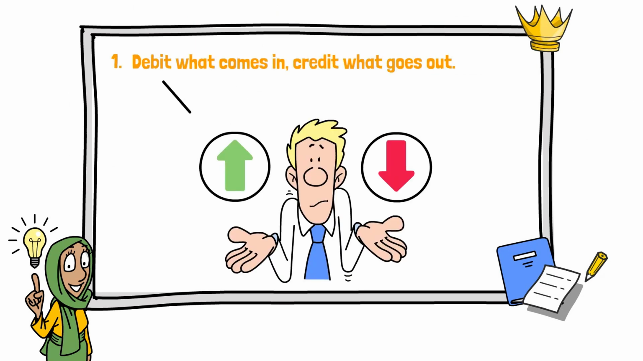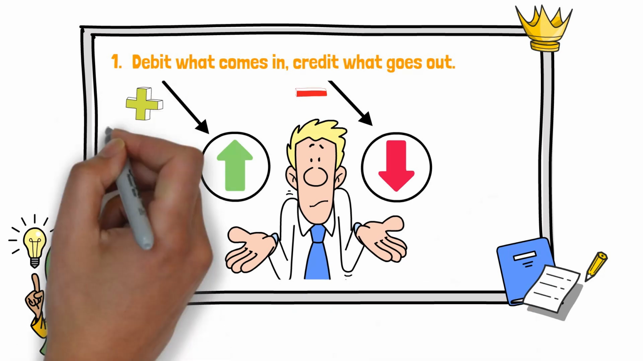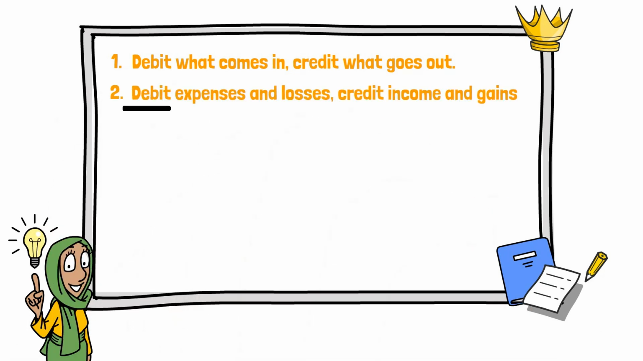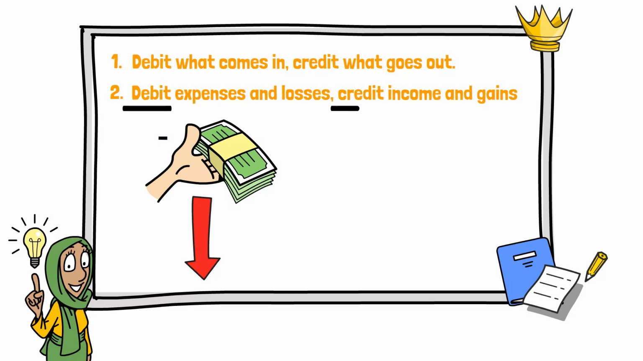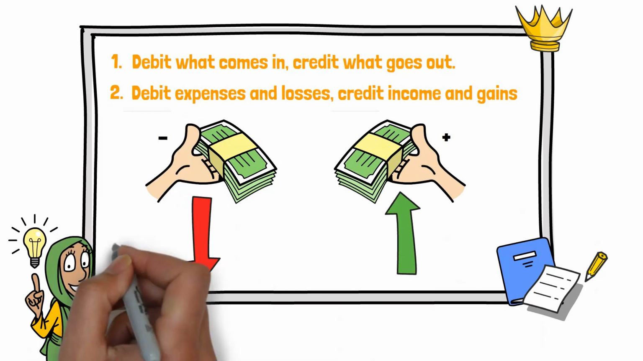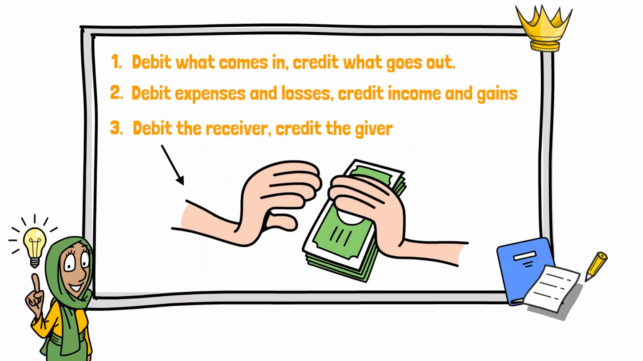To understand journal entries, remember the golden rules. 1. Debit what comes in, credit what goes out. 2. Debit expenses and losses, credit income and gains. 3. Debit the receiver, credit the giver.